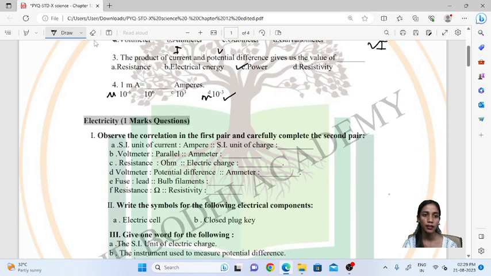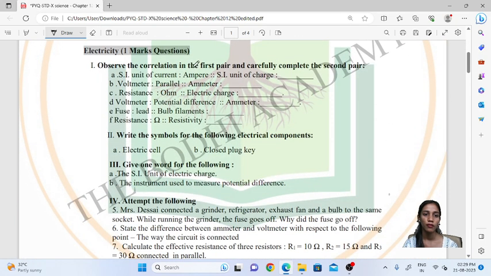The second is also a 1-mark question wherein we have to observe the correlation in the first pair and carefully complete the second pair. Observing the correlation in this first pair, we have to do the same thing for the second pair. What is the correlation between SI unit of current and ampere? This says that the SI unit of current is ampere. In the same way you have to apply that logic over here.